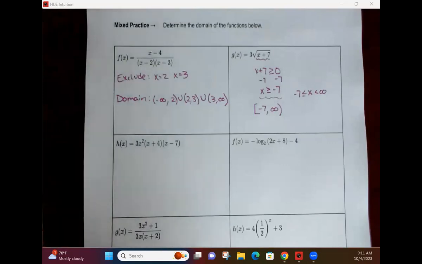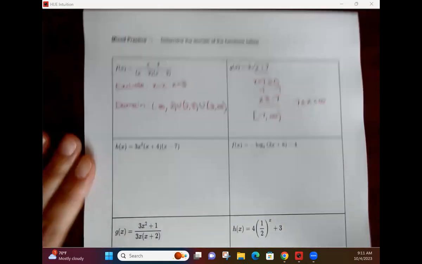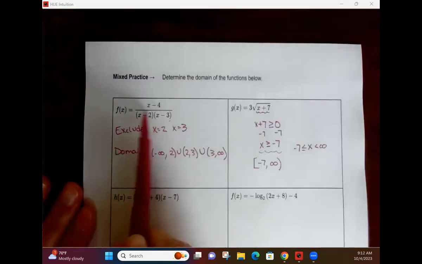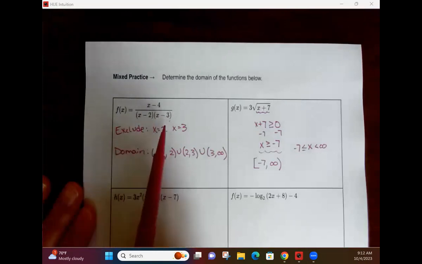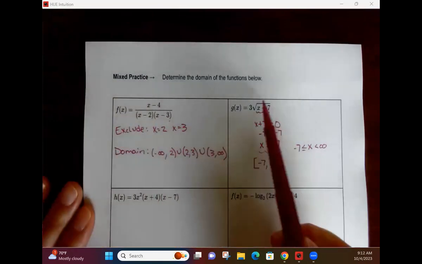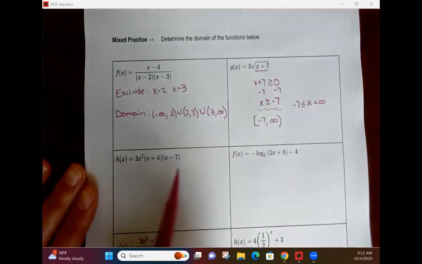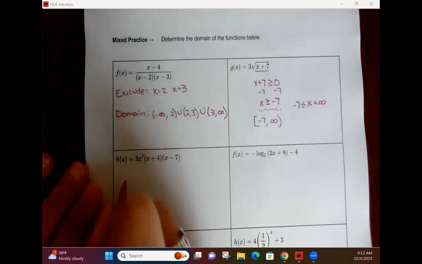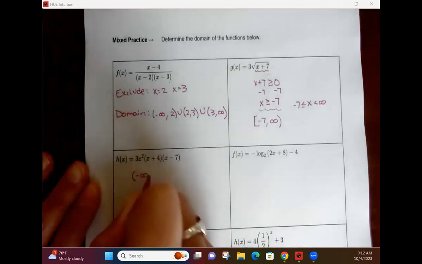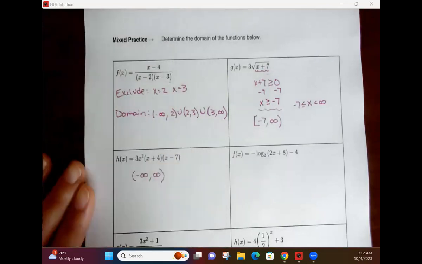h of x is a polynomial function. The functions where I've had to make some special considerations were things like rational functions, where I was dividing by something that had an x, square root functions, or logs. This guy, no square roots, we're not dividing by anything, it's not a log, so our domain here for this polynomial is all real numbers, negative infinity to infinity.